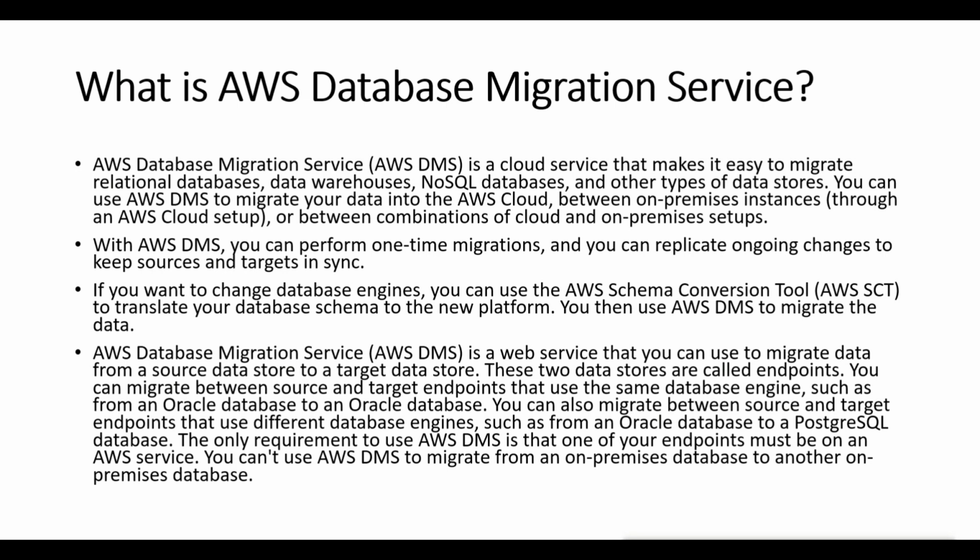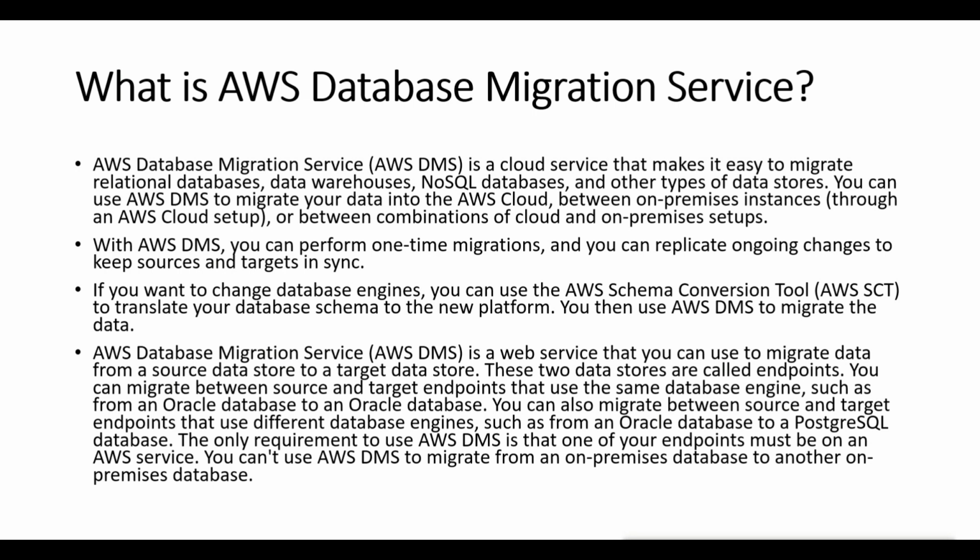If you want to change database engines, you can use the AWS Schema Conversion Tool to translate your database schema to the new platform. You can then use AWS DMS to migrate the data. So what does this mean? It means if you are doing a cross-platform migration from, let's say, Oracle to Aurora DB, or Oracle to PostgreSQL, or PostgreSQL to Oracle, that time you need this AWS Schema Conversion Tool to translate your database schema to the new platform.